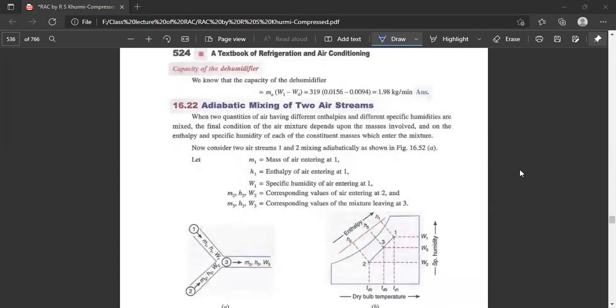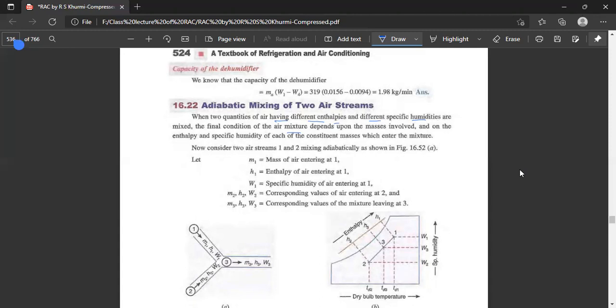The adiabatic mixing of two streams of air. When two quantities of air having different enthalpies or different specific humidities are mixed, the final condition of the air mixture depends on the masses involved, and on the enthalpy and specific humidity of each of the constituent masses which enter the mixture.